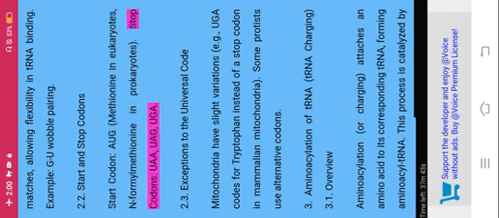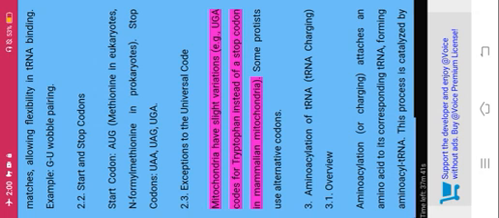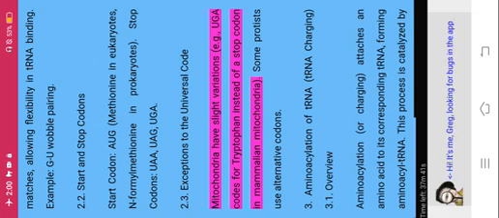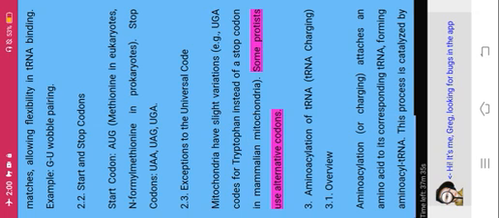Stop codons: UAA, UAG, UGA. 2.3. Exceptions to the universal code. Mitochondria have slight variations, e.g., UGA codes for tryptophan instead of a stop codon in mammalian mitochondria. Some protists use alternative codons.